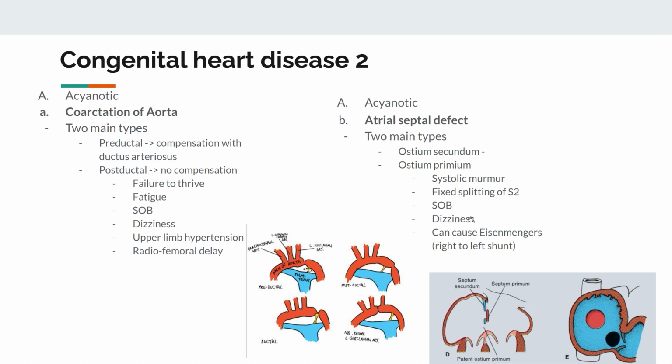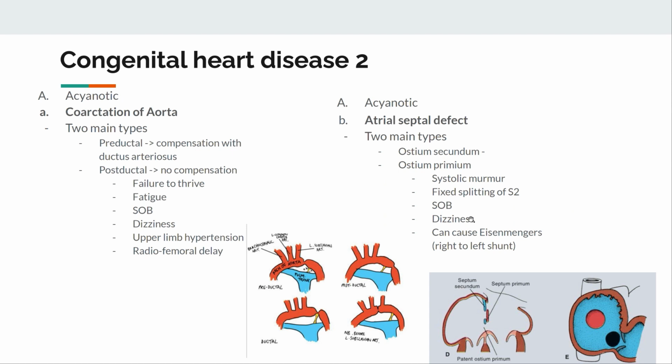increase in peripheral resistance, meaning the heart has to pump a lot harder to overcome this. And because of that, you're going to get a massive amount of pressure built up in the left ventricle and cause upper limb hypertension. You then have your atrial septal defects.